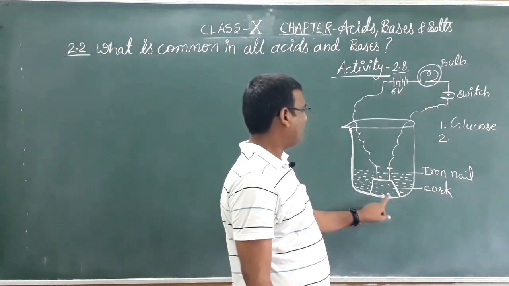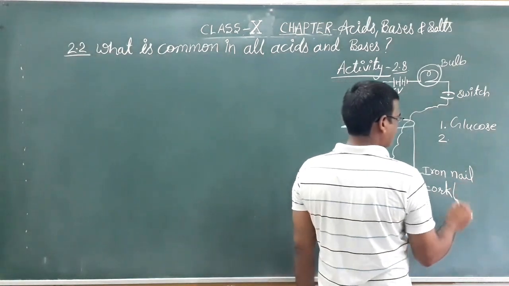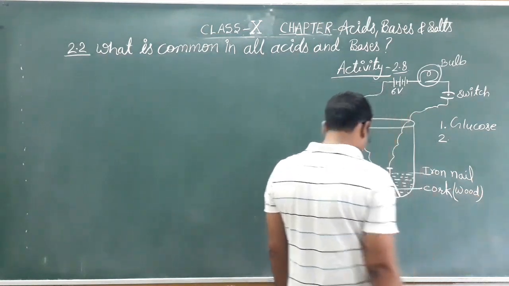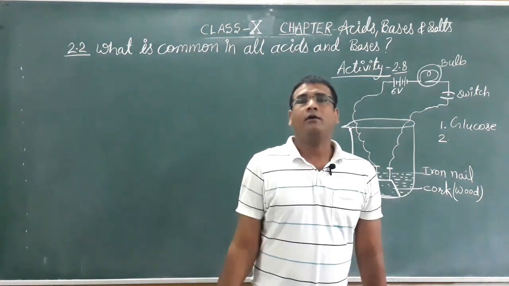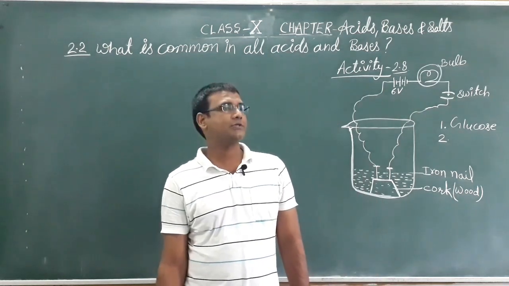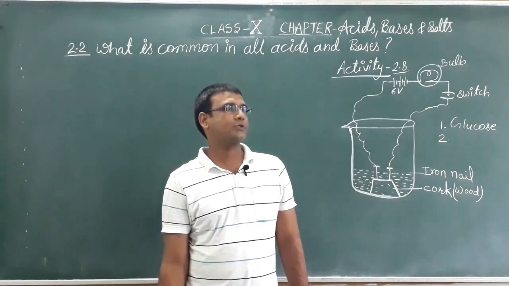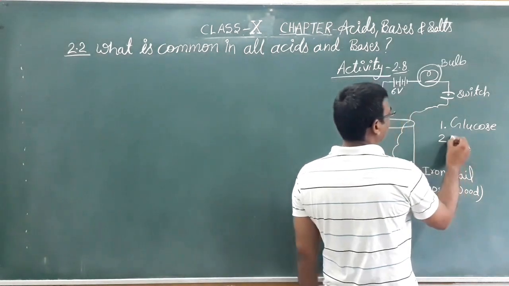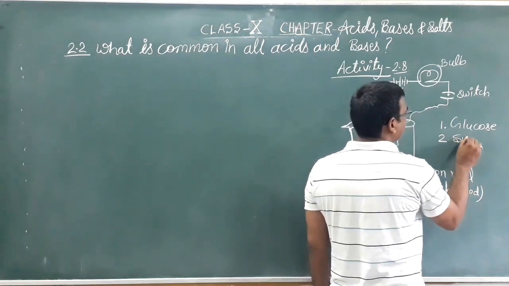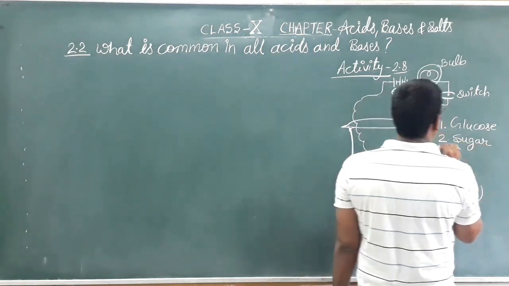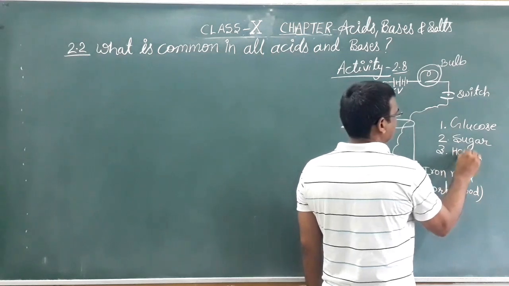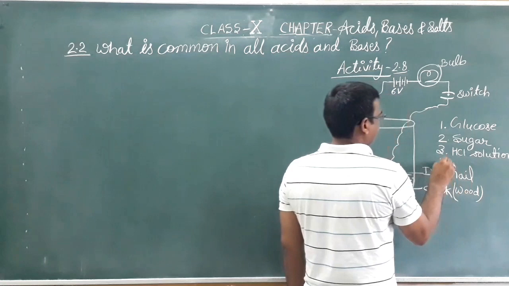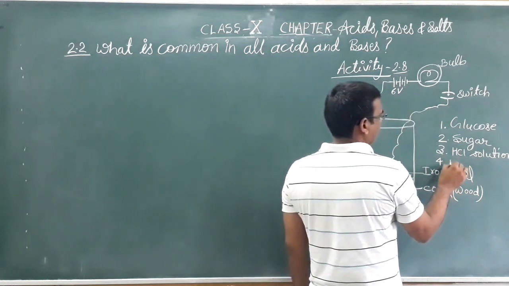What is this cork? Generally cork is made of wood, and wood is an insulator of electric current. So electricity will not pass through this wooden cork. Now the second one is sugar solution. Third one is HCl solution. What is HCl? Hydrochloric acid. Fourth one is NaOH solution.